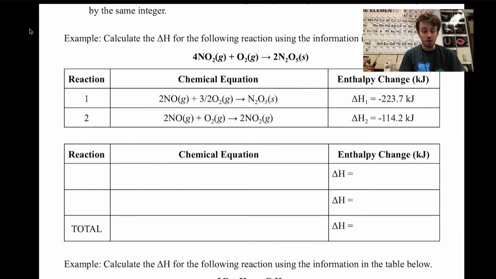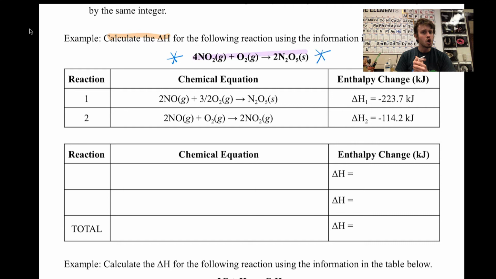It asks me to calculate the delta H for the following reaction using the information in the table below. You can almost guarantee that when you are given reactions, as we are in this case, and you're given delta H's, and then asked to find the delta H of another reaction, you are going to use Hess's law. So what we are trying to do is take reactions 1 and 2 and use those as puzzle pieces to build this reaction right here.